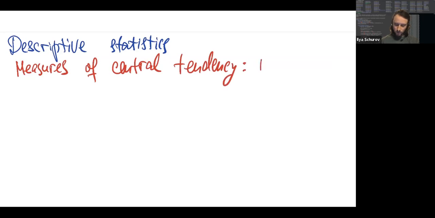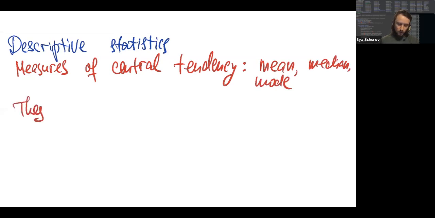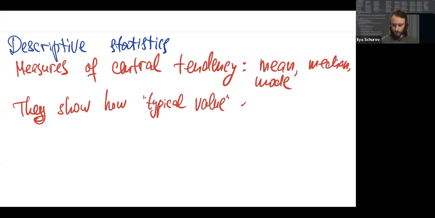So mean, median, mode, they show what a typical element in some sample, in some collection of values, looks like. So they show how a typical element or typical value looks like.